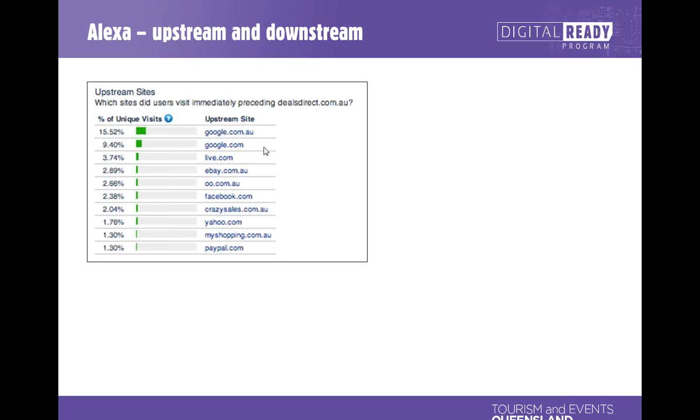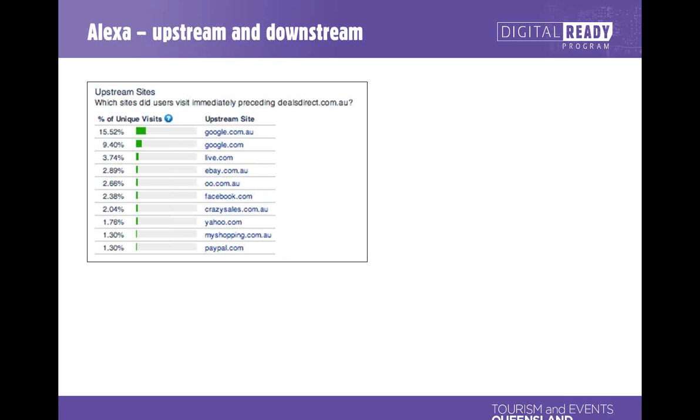But why I'm showing you this slide is that there's also quite a bit of traffic coming from eBay, from Double O, from Crazy Sales, from My Shopping. These are all competitors to Deals Direct. So what that is telling me is there is a strong correlation between Deals Direct and these other discount sites. And what that suggests to me, and again, this is something you could test by trying something and measuring it, is that this is all about price.